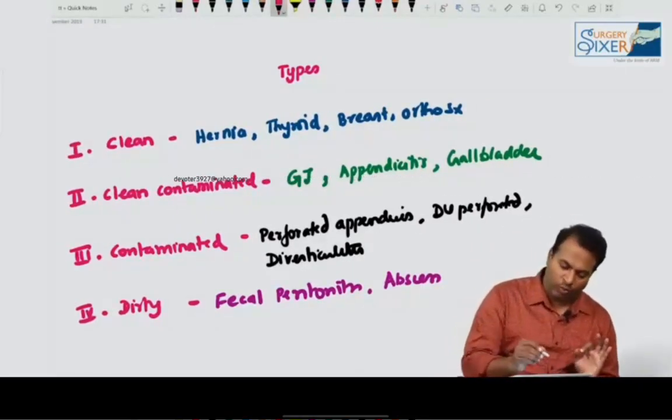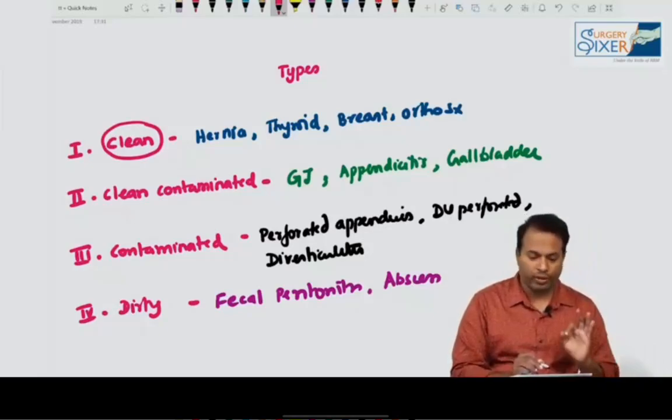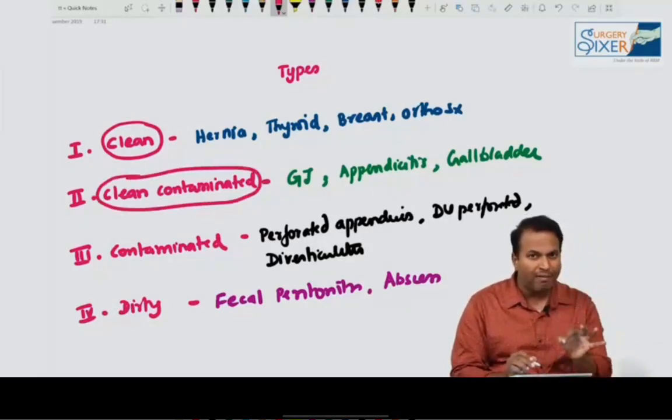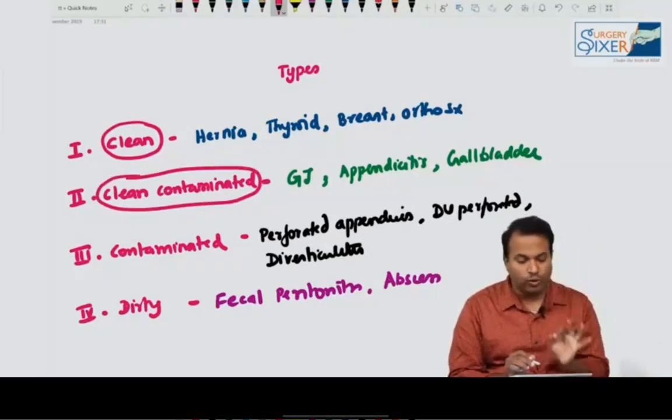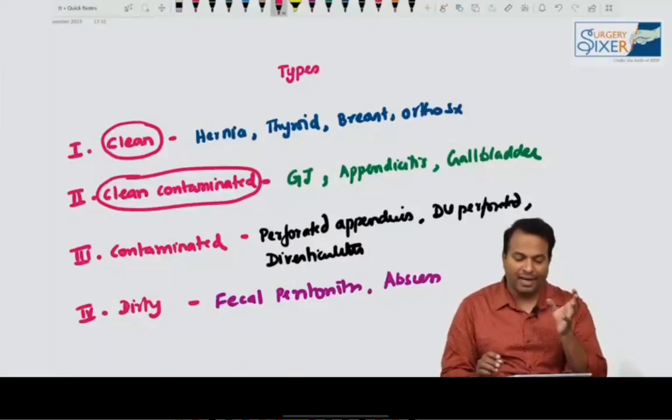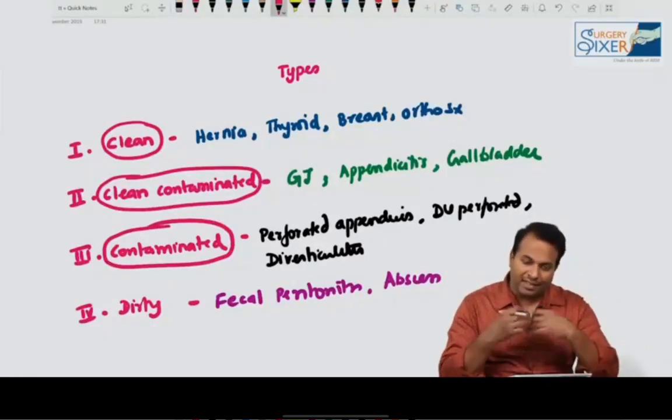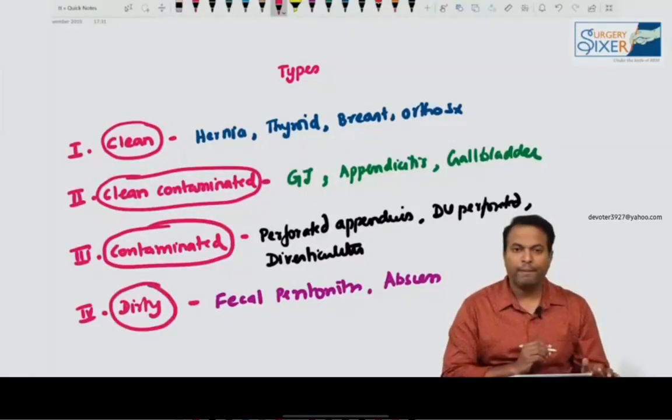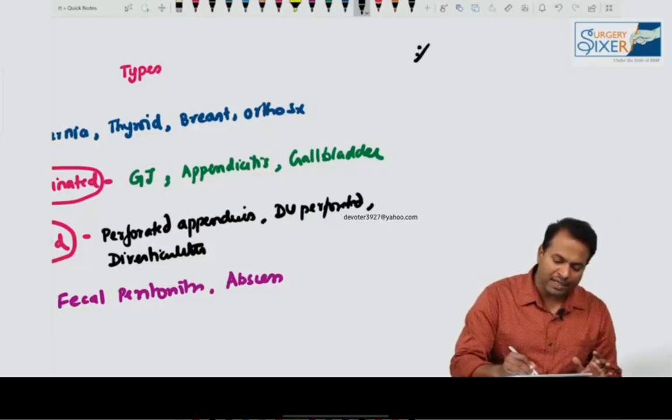Very simple: a clean wound is a wound having no exposure to any bacteria. Clean contaminated, you have opened a viscus or some other structure, like an uninfected urinary bladder, opened for putting a tube inside. Contaminated is already infected and it has ruptured by itself. Dirty is the worst wound. Now with these wounds in mind, understand the percentage of surgical site infection.